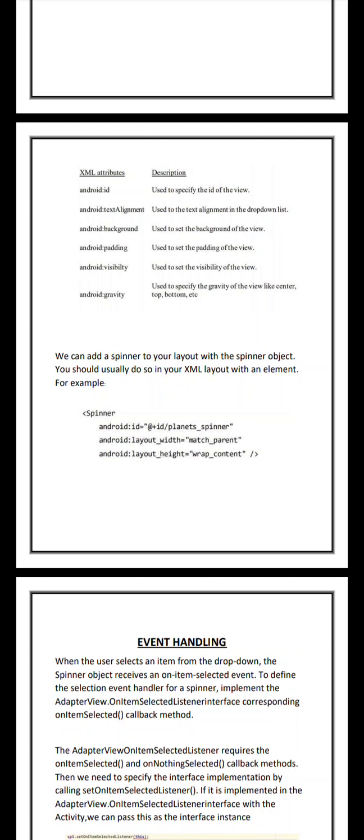We can add a spinner to our layout with a Spinner object. You should usually do it in your XML layout, as we do here in XML also. We can add a spinner by giving a spinner tag, and we are giving the Android spinner ID equal to spinner, with the layout width and height also given.